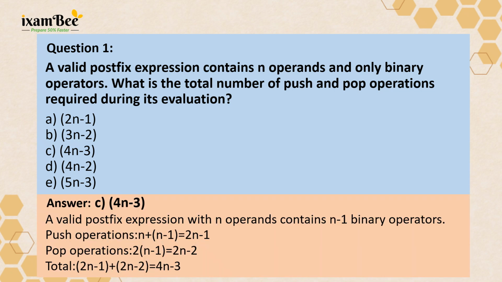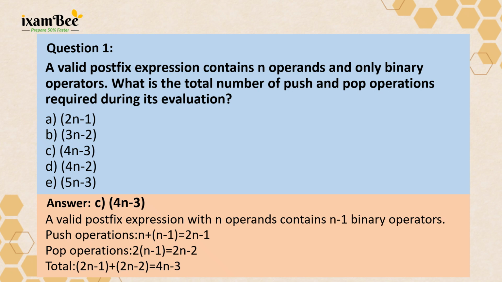A valid postfix expression with n operands contains n minus 1 binary operators. So if we talk about the push operations, then every operand needs to be pushed onto the stack. When an operator is encountered, the top two elements would be popped out and the answer of the expression would be pushed into the stack again. So the total number of push operations would be n plus n minus 1, which is 2n minus 1.